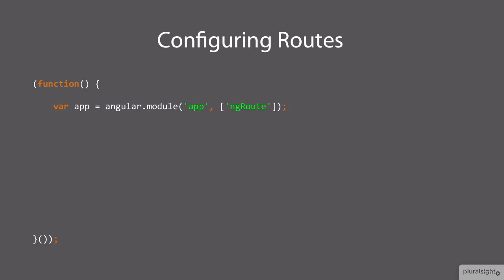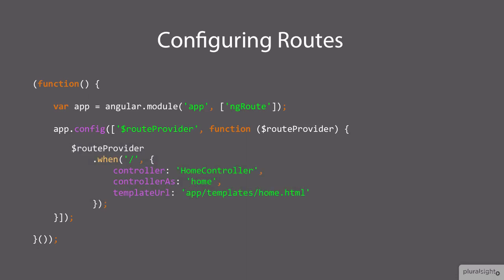In this example, I've created a new module named app and specified ng-route as a dependency. I'm then calling the config function on the new module and injecting Angular's routeProvider since it's the thing we'll actually be configuring. Inside the config function is where the routes actually get defined.